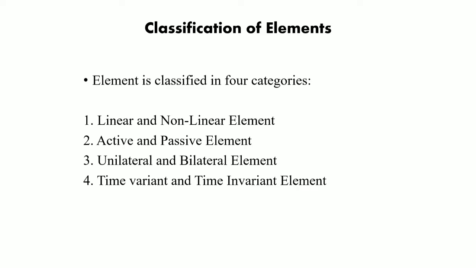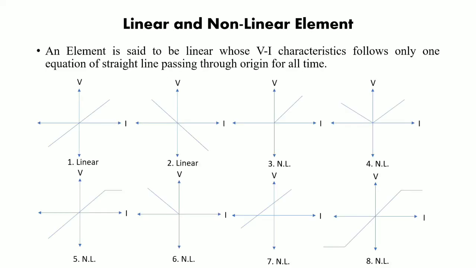Let us proceed to the first one, linear and non-linear element. An element is said to be linear whose VI characteristics follow only one equation of a straight line passing through origin for all time. You have to check whether the element is linear or not. Now let us check whether graph number 1 is linear or not. How will you find whether the VI characteristics are linear or not? You have to find just by seeing one equation of the straight line passing through origin for all time.